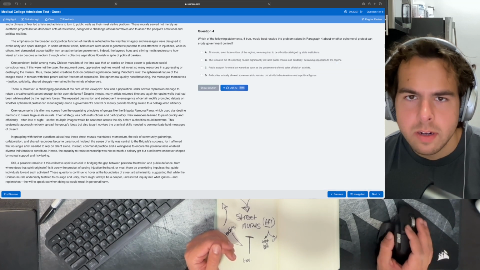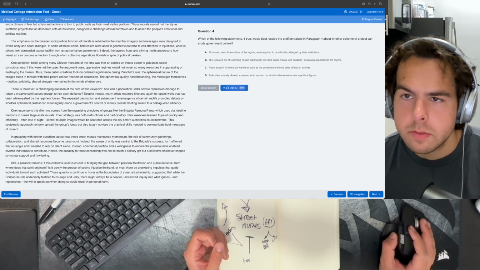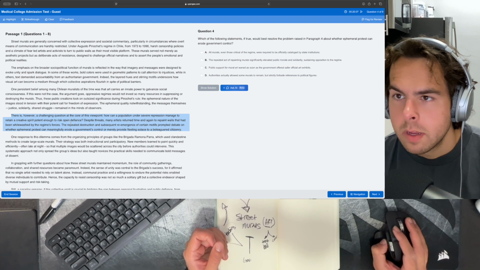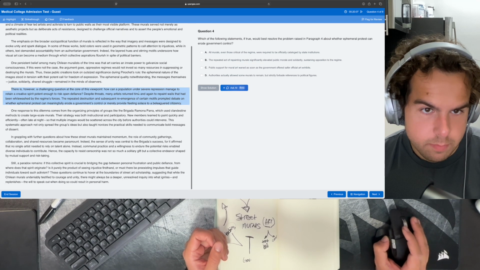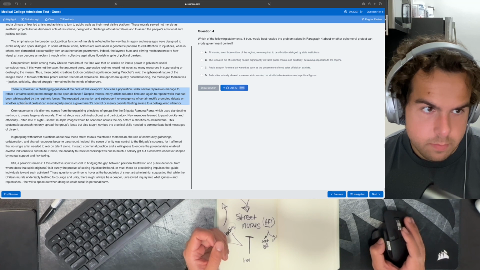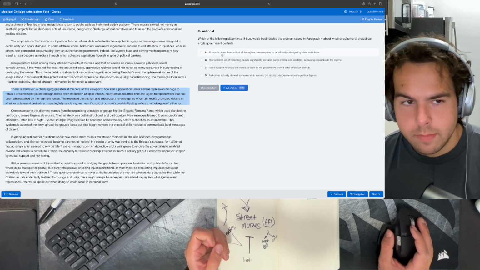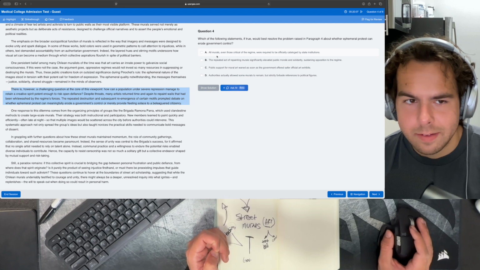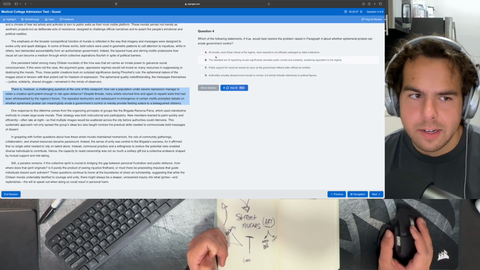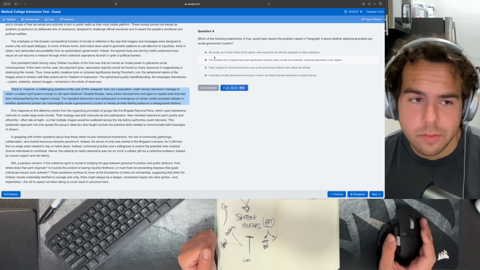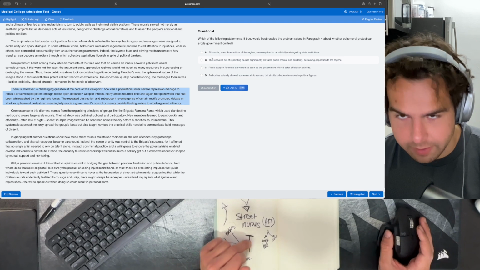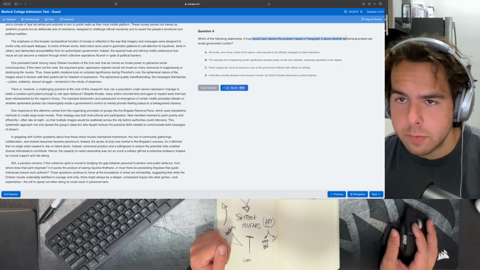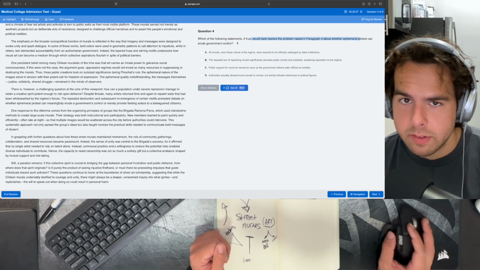That's okay. Question 4. Which of the following statements, if true, would best resolve the problem raised in paragraphs 2, 3, 4 about whether ephemeral protests can erode government control? What was the problem? Oh, yeah. So essentially, the artists are painting openly and defiantly. They're trying to do it quickly. How did they, first of all, remain creative enough? And then also, how did they do this quickly enough at such scale, because it's constantly getting restricted and taken down? So if true, which of these would best resolve the problem about whether ephemeral protests can erode government control?